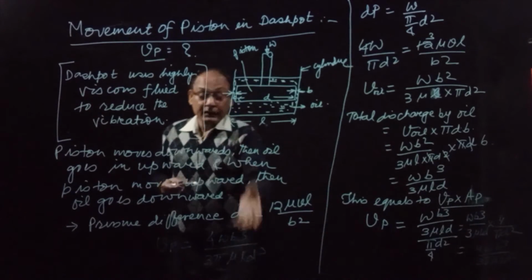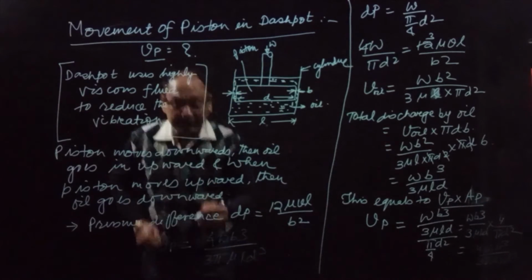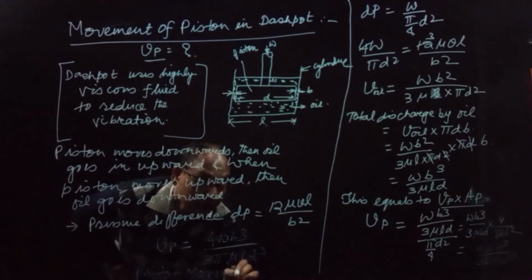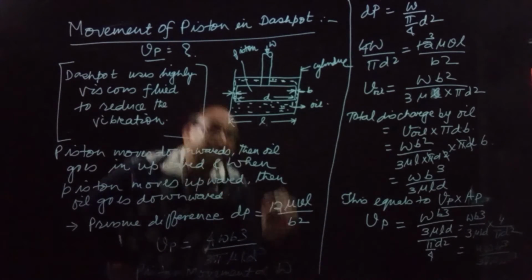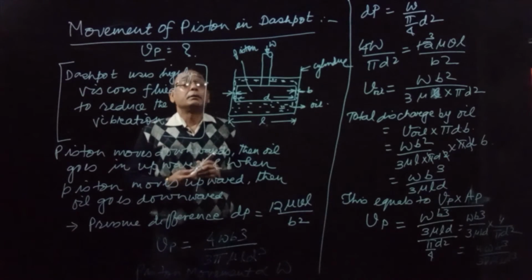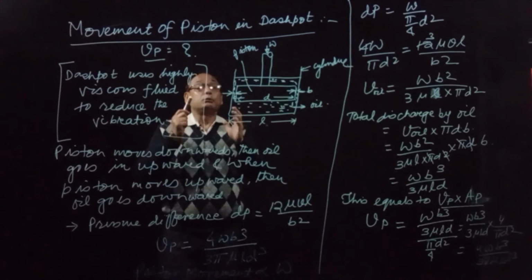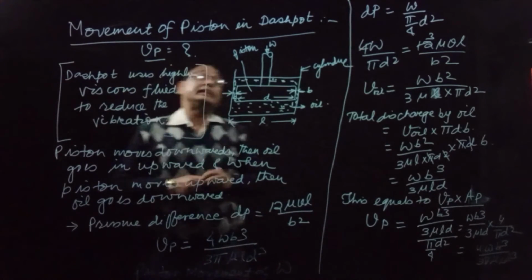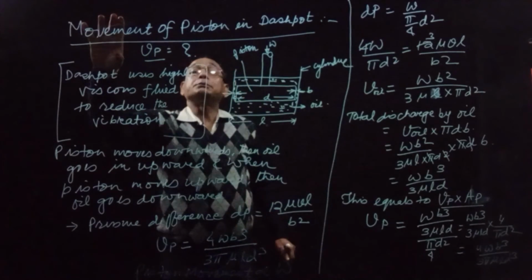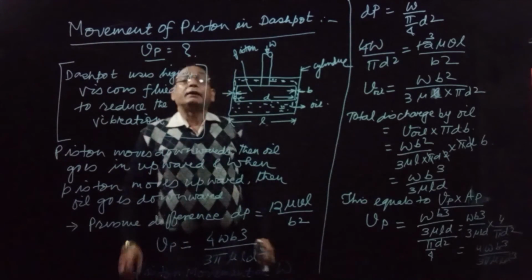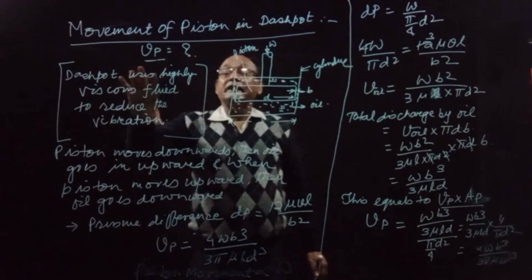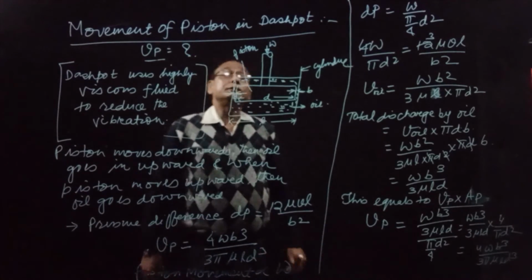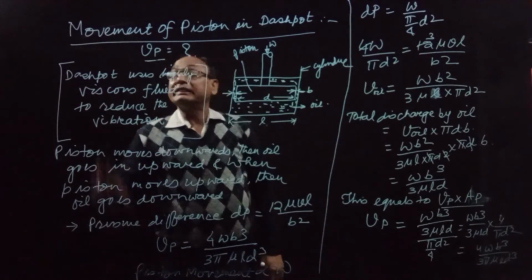In this equation, if you put in all the values, the piston movement is directly proportional to W, the weight on the piston. So if the weight on the piston is more, the piston movement will also be more. The topic is the movement of the piston in the dashpot, where we have to find out the velocity of the piston. The dashpot uses highly viscous fluid to damp the vibration.